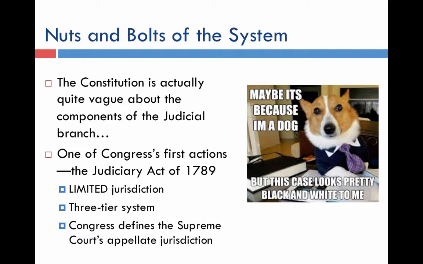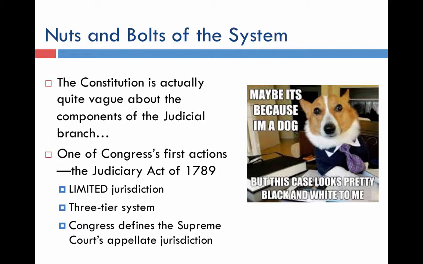So, the Constitution is actually pretty vague about the components of our judicial branch. If you read the Constitution, the mentions of our judicial branch are in Article 3, and they say the judicial power of the United States shall be vested in one Supreme Court and in such inferior courts as the Congress may from time to time ordain and establish. The rest of the article goes on to give a very rough outline of primarily what the Supreme Court will do, not the lower federal courts.